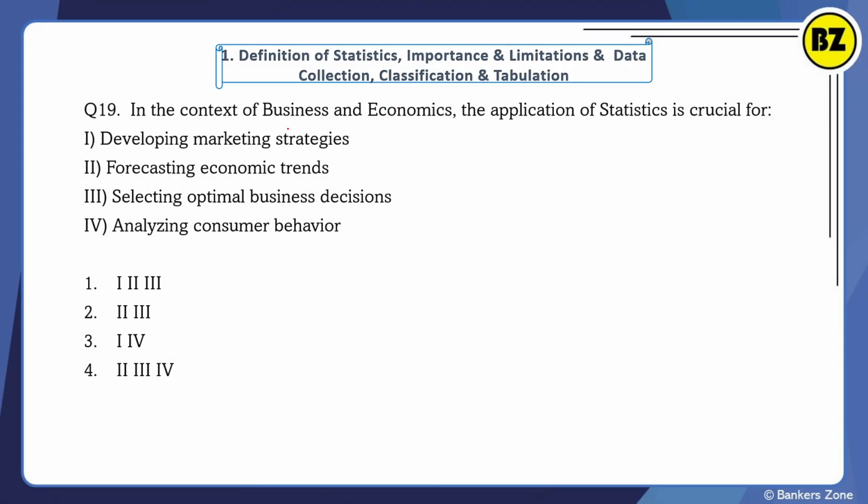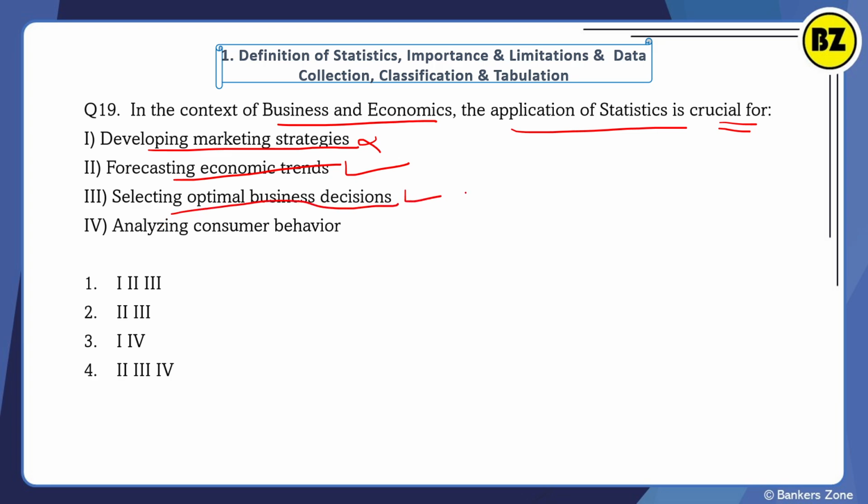See, in the context of business and economics, the application of statistics is crucial for what? Why is it crucial? Now see, developing the market strategy. The statistics is not used to develop the market strategy. First, remember, forecasting the economic trend. Yes, it is used for forecasting. Selecting the optimal business decision, Bayesian theory, it is correct. Analyzing the consumer behavior, it is also correct. So the fourth option you can easily get.